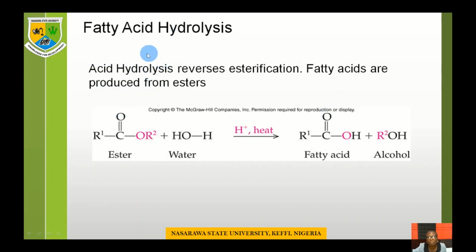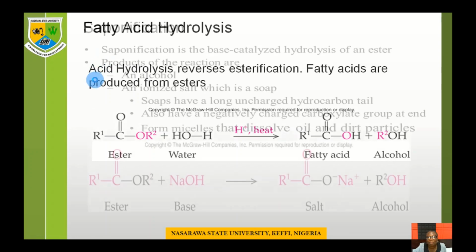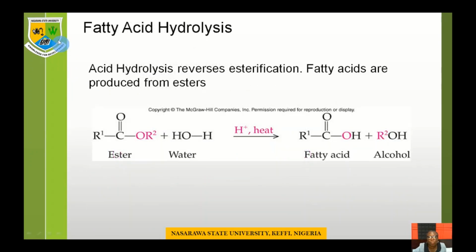Then we have hydrolysis, fatty acid hydrolysis. Hydrolysis reverses esterification. That is, fatty acids are produced from esters. For example, you have the ester, remember, this is our ester. Then you have water. Then what we have is fatty acid. It's a reversal of esterification, just like we have between glycerol and the fatty acid. So what we have will be our fatty acid and alcohol.